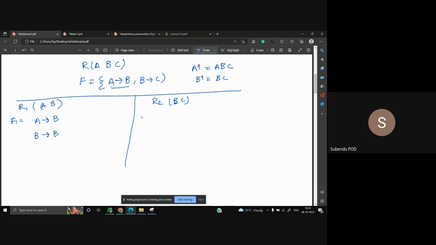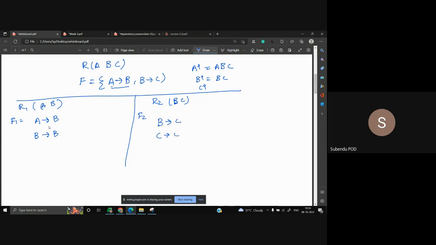Now we have to check F2. B closure we have already found, so B determines C. Then you have to find the C closure. So what will we get? C closure is nothing, C only says C determines C.